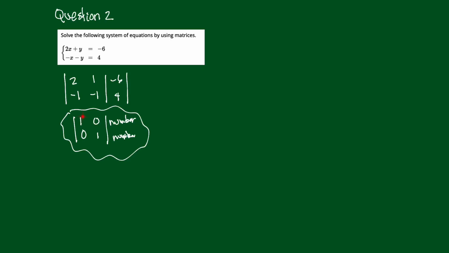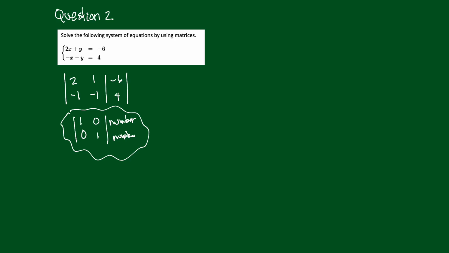So, first up, I want to get a 1 in that top left position. Now, our top left position is a 2. I could divide by 2, but that's going to give me a fraction. I don't really want to work with fractions. But I do have a 1 down here, in a way. So how about if I did this? What if I, first of all, just interchange row 1 and row 2?